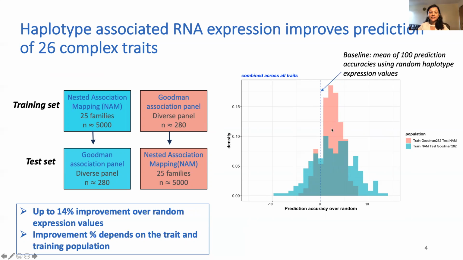However, the increase in accuracy was higher when the model was trained in NAM and tested in Goodman, which could be coming from the larger sample size in NAM, which includes 5,000 individuals, and the less diverse haplotypes present in NAM. It has just 25 families in there. Overall, we saw a 14% improvement over random expression values. However, this percentage improvement depends on the trait and training population. So using these cis haplotype expression values, we are seeing a gain in prediction accuracy over the random.